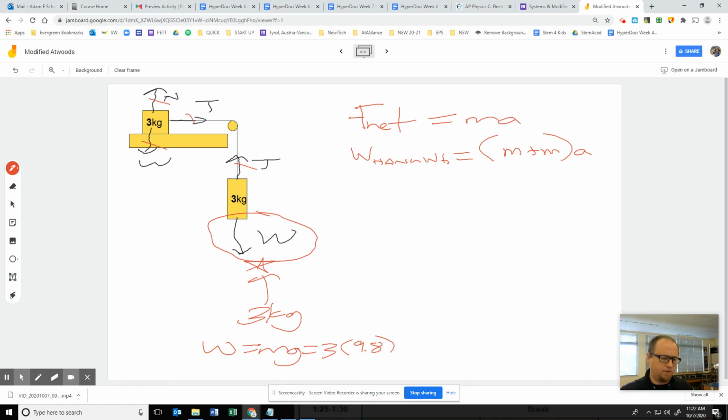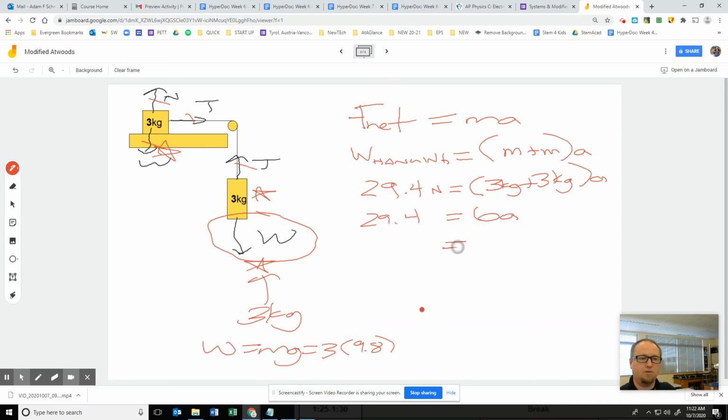Because for this problem I use 9.8, so 3 times 9.8, I get 29.4 newtons. The mass involved is I have 3 kilograms up top, and I have 3 kilograms down here. So together, both of those masses are being accelerated. So I've got 29.4 equals 6 times A. So the acceleration is 29.4 divided by 6, 4.9 meters per second squared.